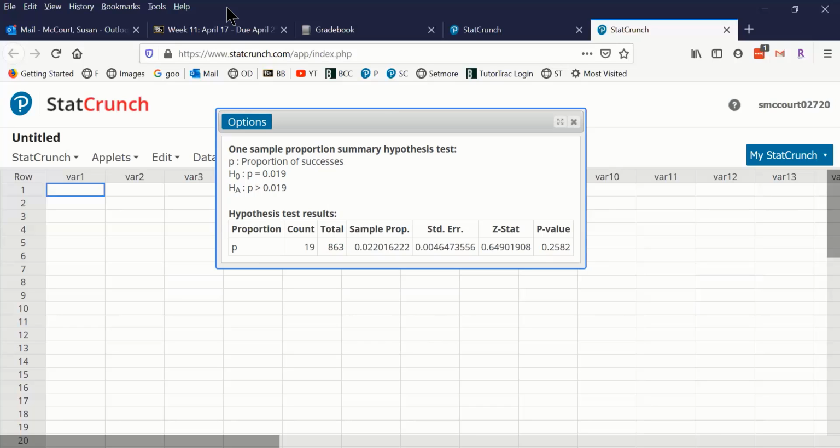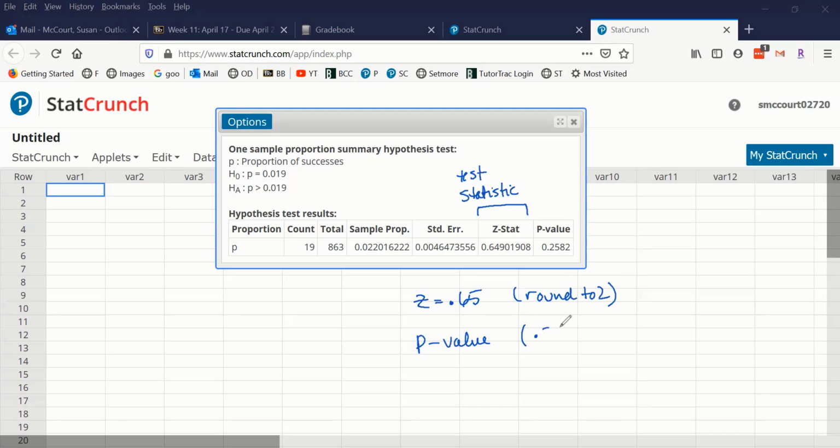And the 2 pertinent pieces of information we're looking for are our test statistic here. So we get our test statistic is Z equals 0.65. We always round to 2. And our p-value, sometimes it's rounded to 3 or 4. I usually just leave it alone. So p equals 0.2582.